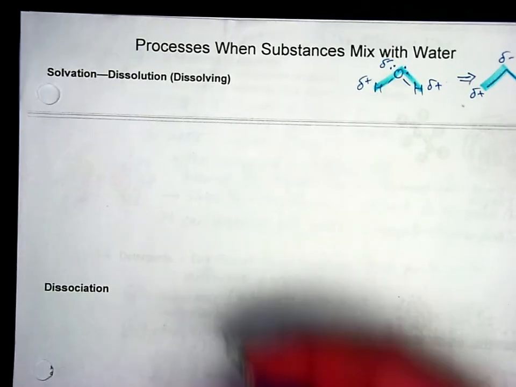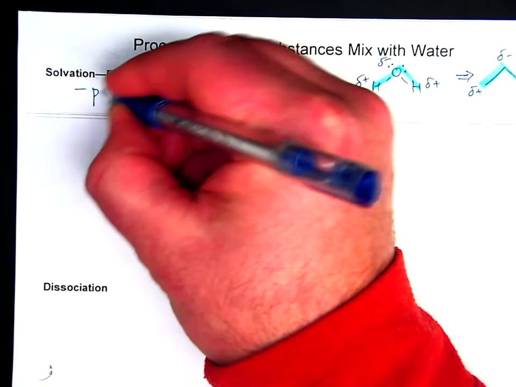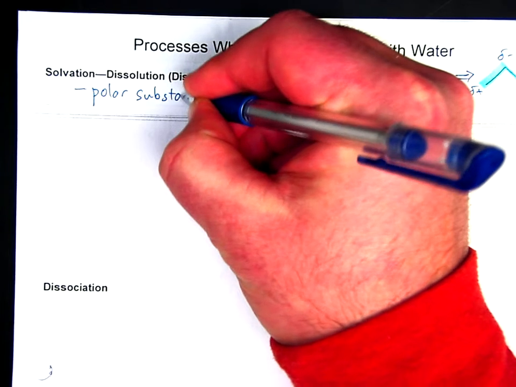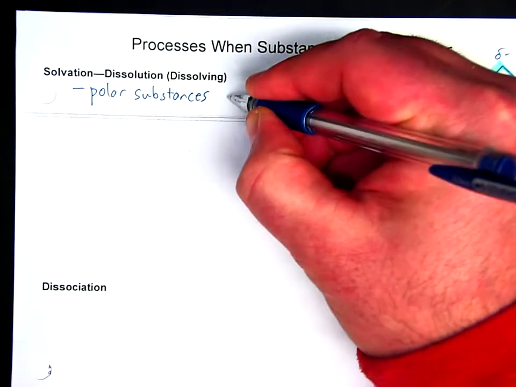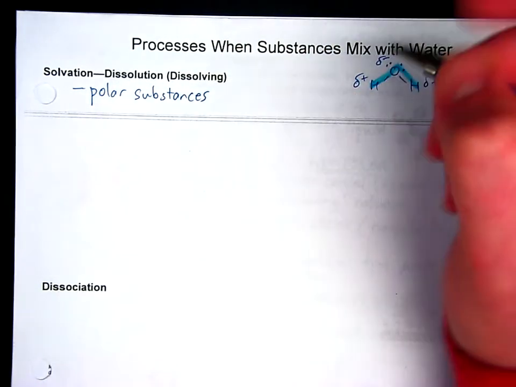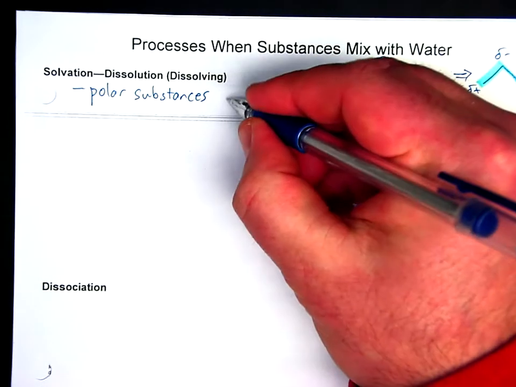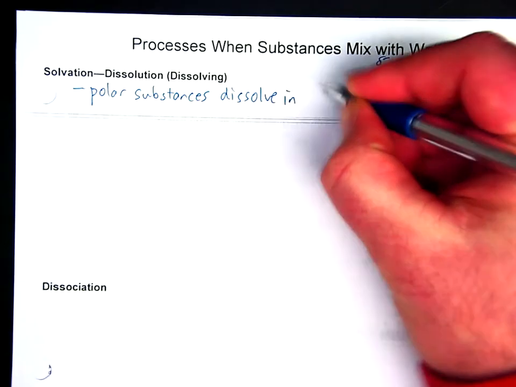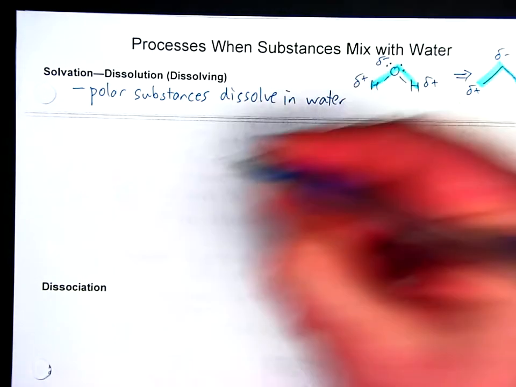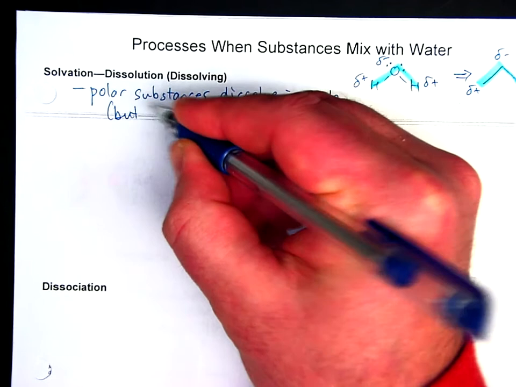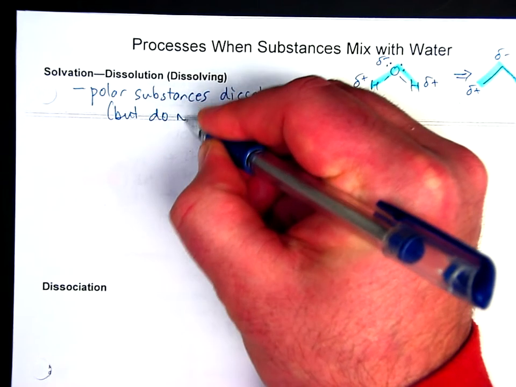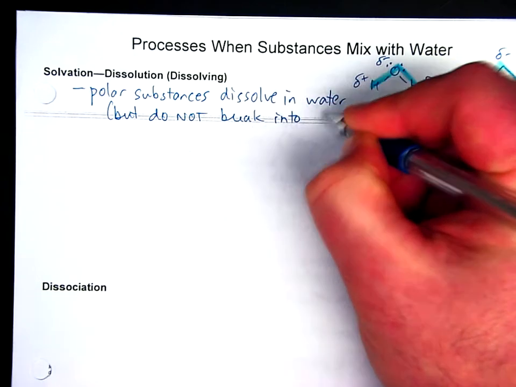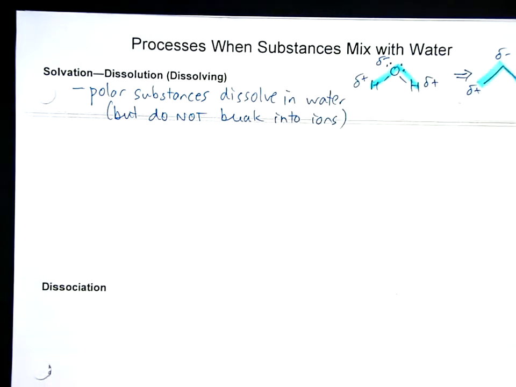This usually happens with polar substances. Polar substances can dissolve in water because like dissolves like. Polar substances will dissolve in water, but do not break into ions because there are not full charges here.